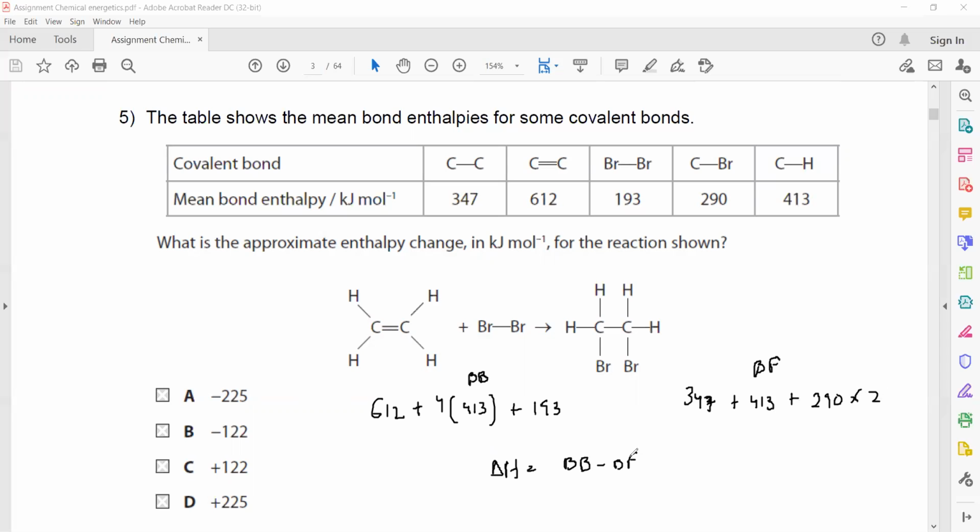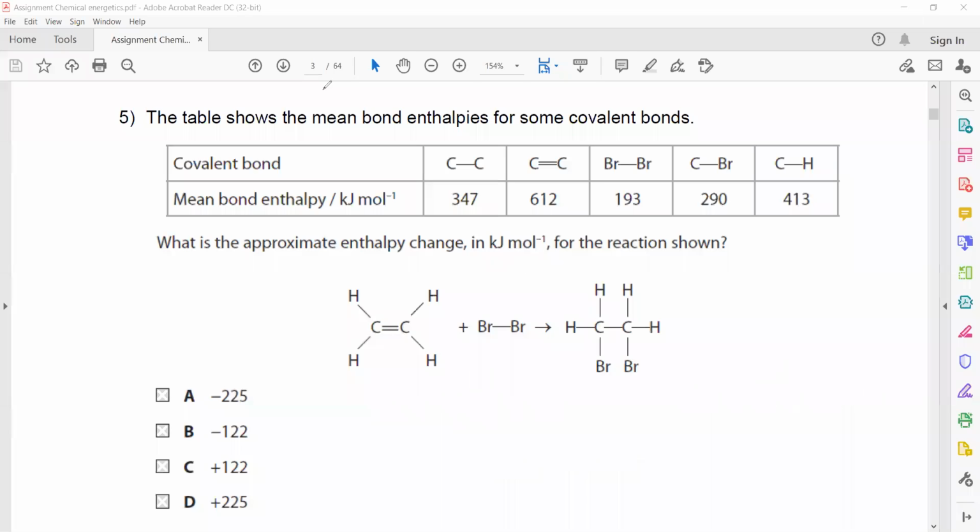So what's the answer for this after doing the calculation? The bond breaking minus the bond forming. So question 5. So B is the right answer, minus 122 kilojoule per mole.